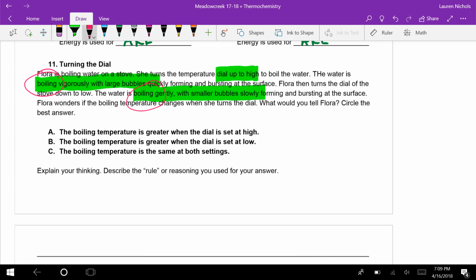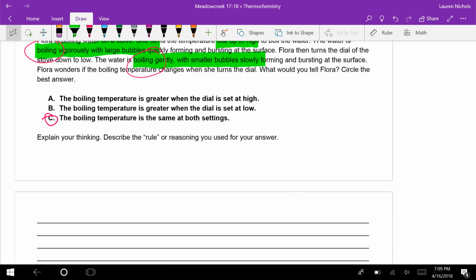And so if we think about it, we would say, okay, A says the boiling temperature is greater when the dial is set at high, and B says it's greater when it's set at low. Well, I think that C is the correct answer. And so when we're explaining our thinking, on these lines, we could say it is boiling at both settings, right?